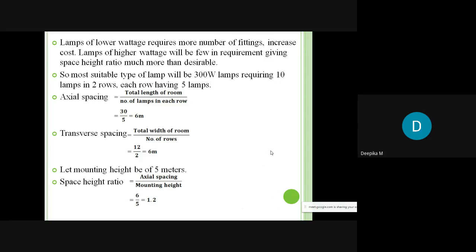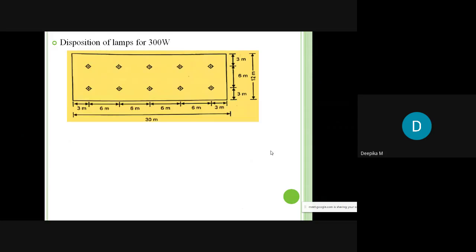You can see here it will come around space to height, that is one unity. Okay, so like this you have to calculate. Next we will look at the disposition of lamps. You can see here we have used 5 lamps in each row. There are 2 rows and 5 columns.